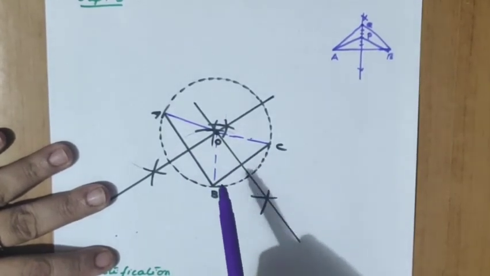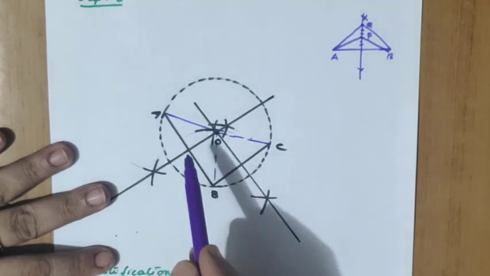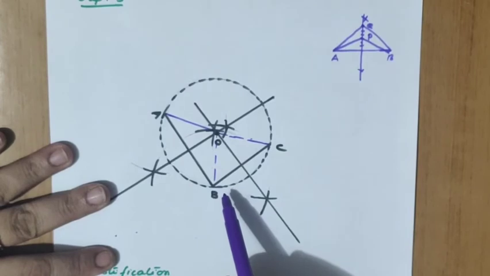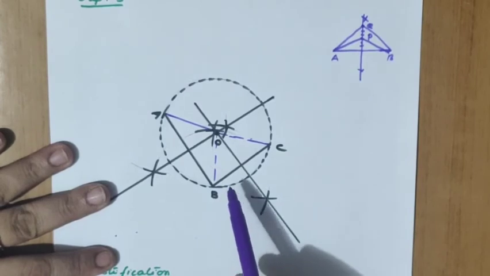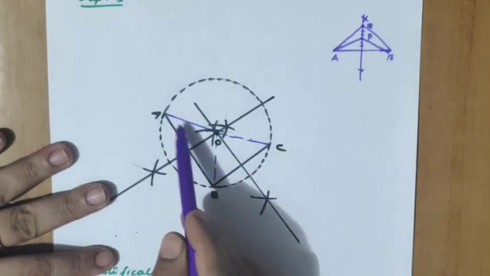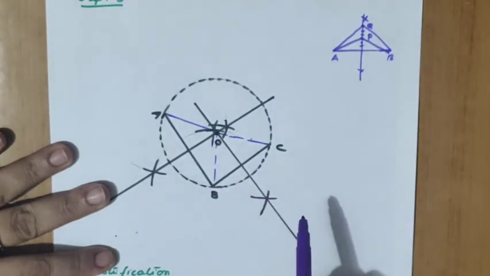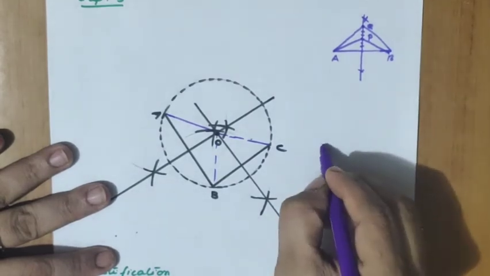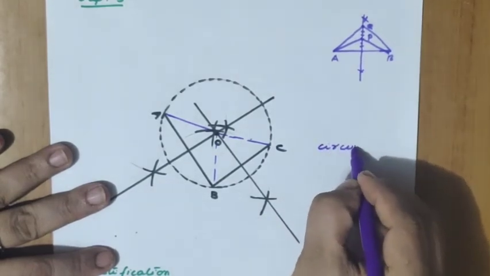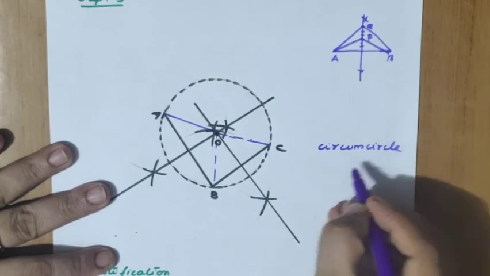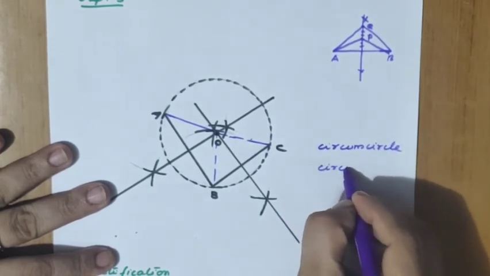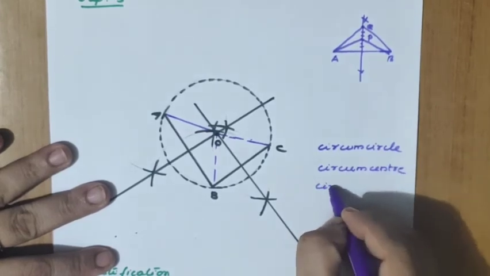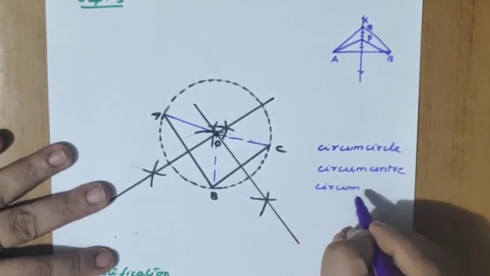What we learned here is that there is a unique circle passing through the three non-collinear points A, B, C. This circle is called a circumcircle. Therefore correspondingly the radius, that is OA, OB, OC, are called circumradius, and the center O is called the circumcenter. What is the name of the circle? Circumcircle. And the center is called the circumcenter. Radius is called the circumradius.